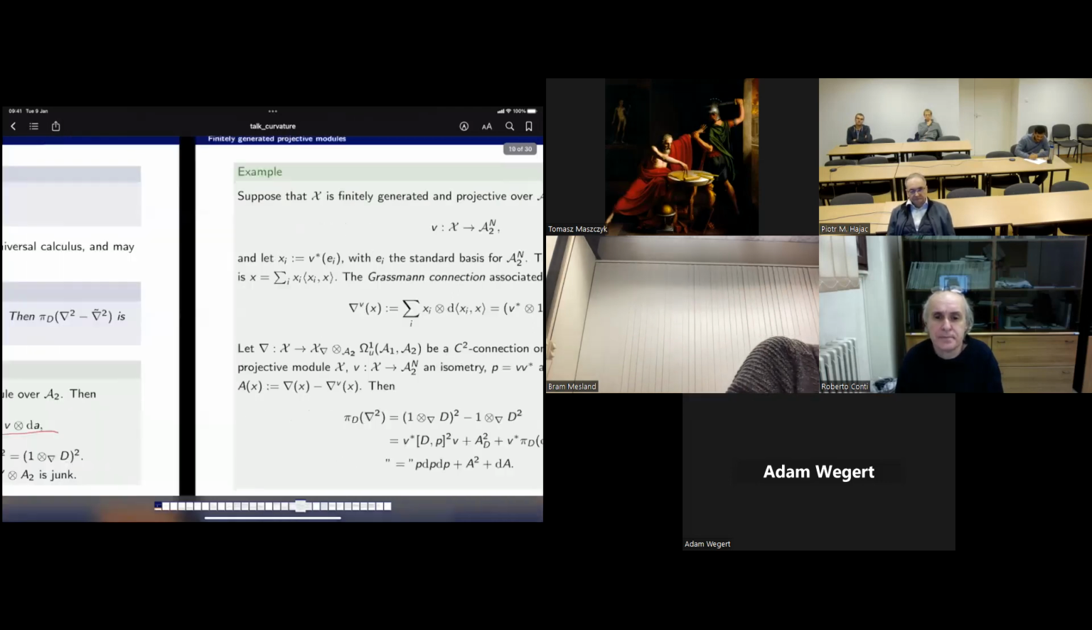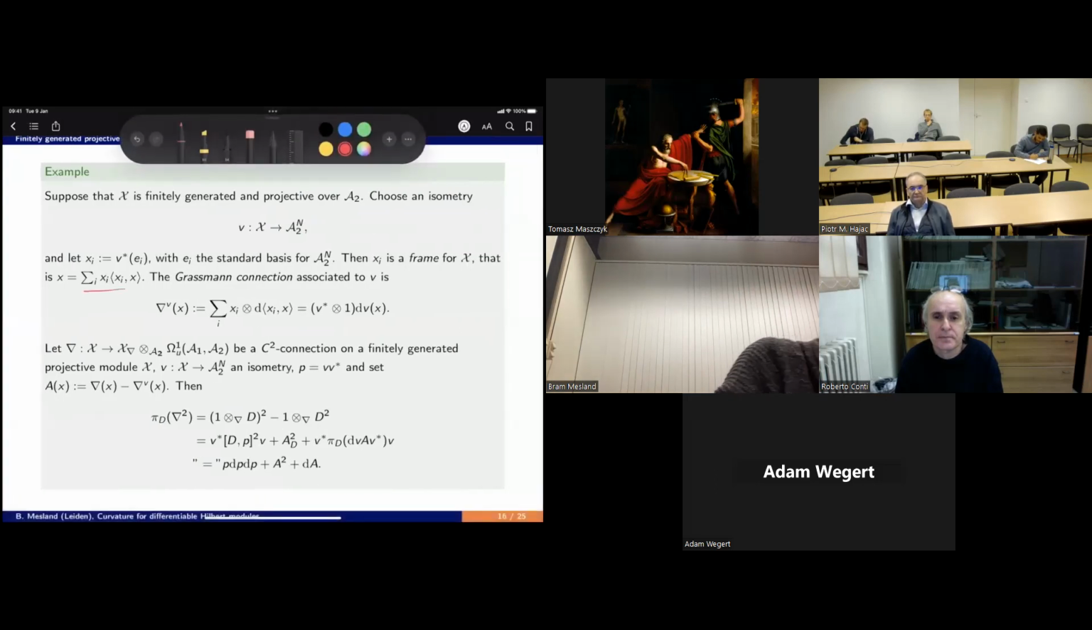So a frame is a finite set satisfying that any X can be written as a sum in these generators. So this is a generalization of a basis. And of course, these things are not orthogonal. And then you can make a Grassmann connection, as is written here, either using the frame directly or using the isometry V. And so that is a way to show that an FGP, a finitely generated projective module, always admits a connection, is to say, okay, frames always exist. And once I have a frame, I can pull back the trivial connection on the free module through this isometry.